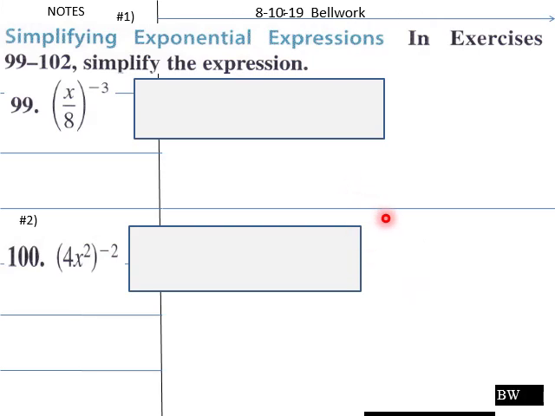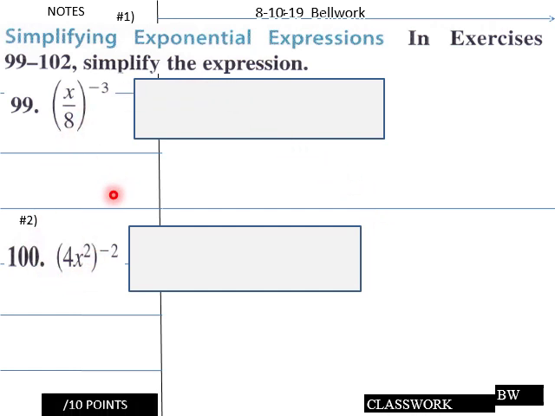Teachers, today's bell work is simplifying exponential expressions. Give your students about 3 minutes for this. Okay, welcome back students and teachers to today's bell work. For number 99, x over 8 to the negative 3 power.